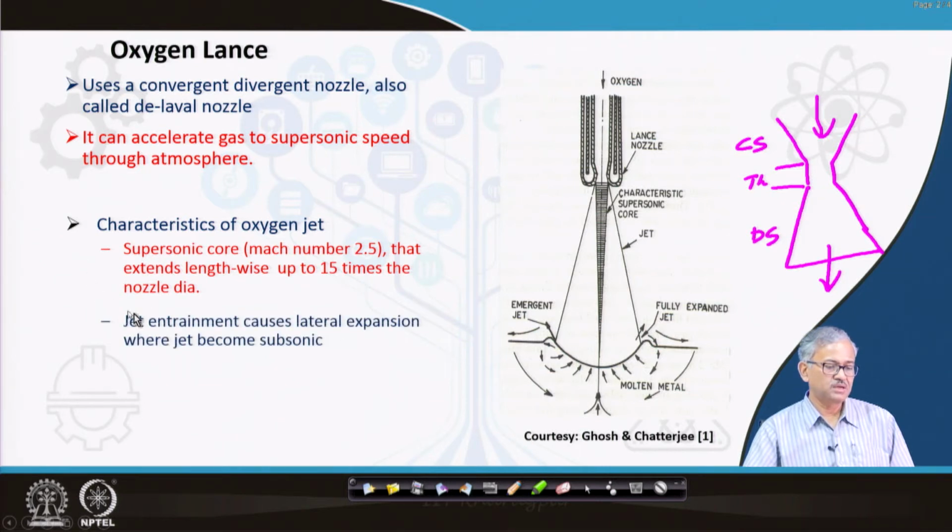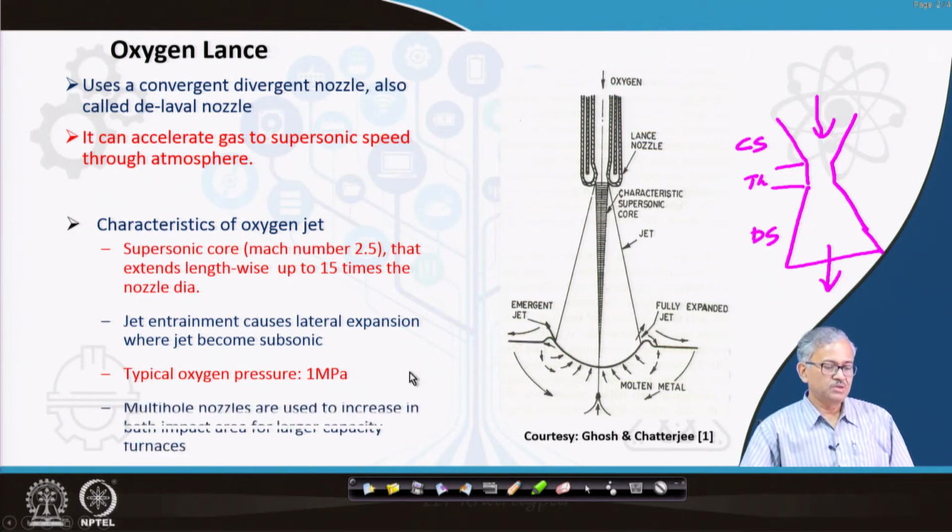The second characteristic is that jet entrainment causes lateral expansion, where the jet becomes subsonic because of the air entrainment, okay. There is a lateral expansion of the oxygen jet after taking a lot of air into it. The white portion is the subsonic portion. For the typical oxygen pressure used in the upstream region, approximately 1 megapascal of oxygen pressure is used to produce this supersonic jet. And this is about the nozzle.